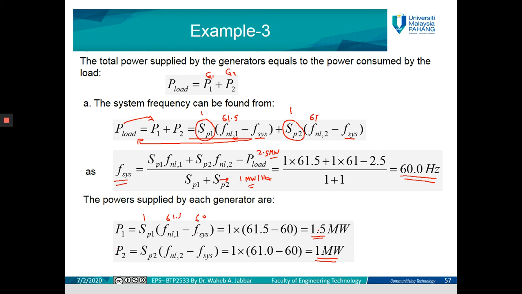We can see here the second generator takes a lower load than the first generator. Why? Because the frequency of the first generator is higher than the frequency of the second generator. Since the frequency is higher, the load will also be higher. If we increase the load on a generator, its frequency will drop. So this is how the two generators will share that 2.5 megawatt. The first one will take 1.5 and the other will take 1 megawatt.